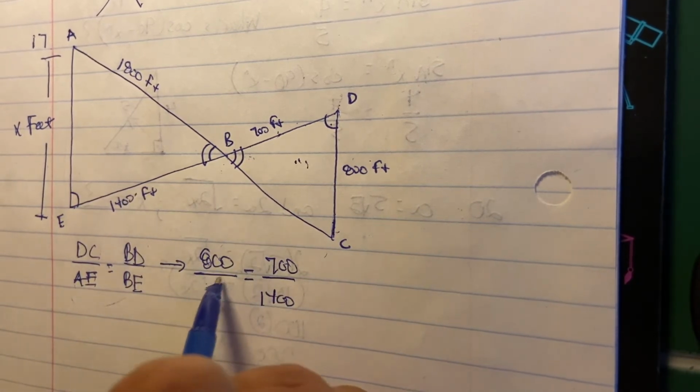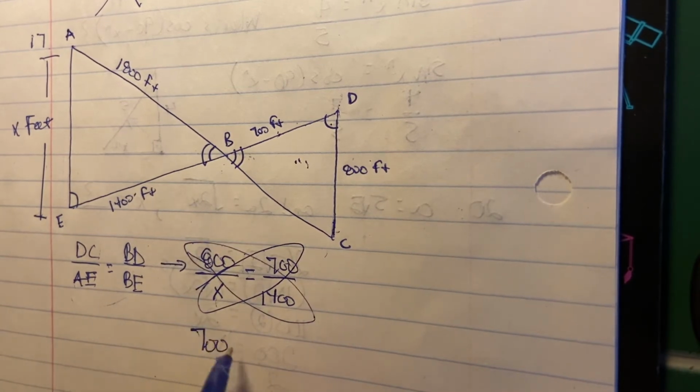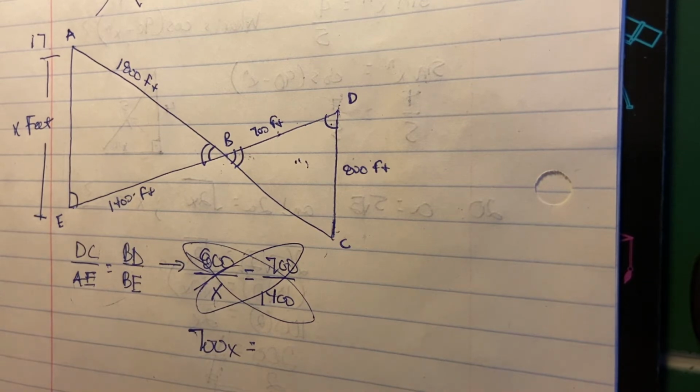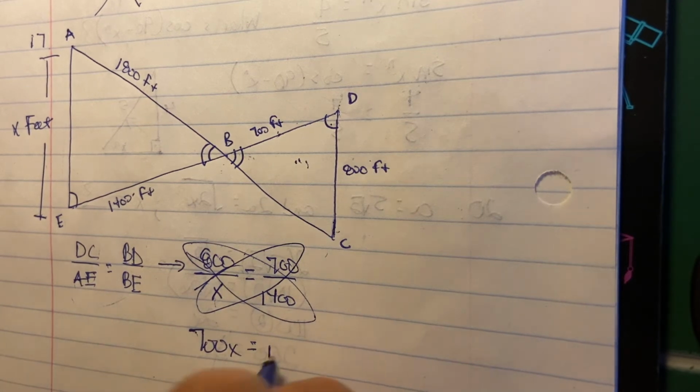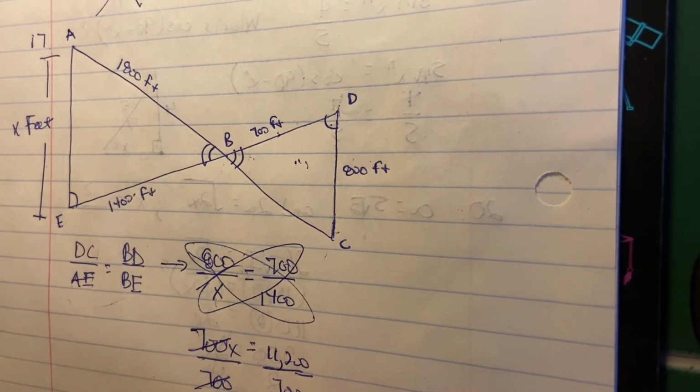And then we just cross multiply. So we got 700x equals 8 times 1,400, which is 11,200. And then we want to solve for x. So we're going to divide by 700. We're not going to subtract. We're not going to add. We're not going to multiply. Divide by 700. So we got x equals 11,200 divided by 700. Excuse my son Kwame coughing in the background. We got x equals 16.